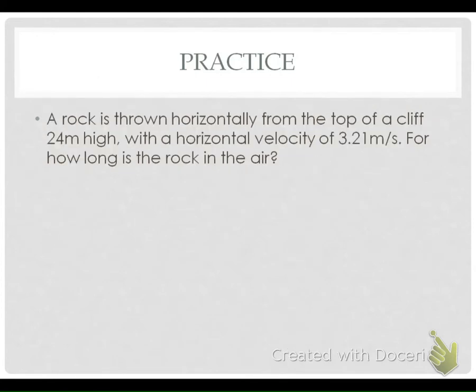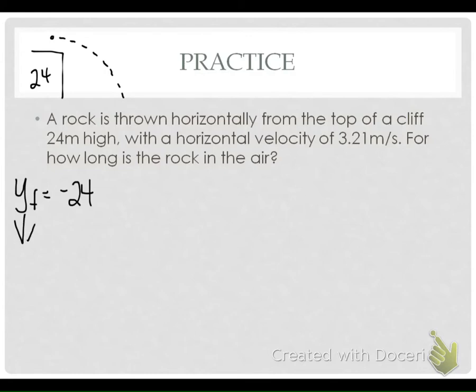So go ahead and get this problem copied down, draw your diagram, and start picking out variables that you know. What can we pick out from our y final? We know y final is equal to what? Good. Does everyone see where that came from? What else do we know? Good. Vxi. 3.21, because it says we have a horizontal velocity. That's what it's thrown with. That's initial. It's what it started with. That's all we have. So we're solving for time.